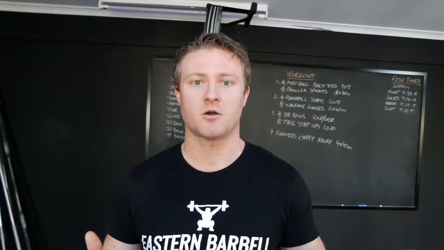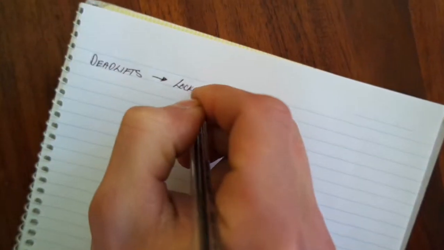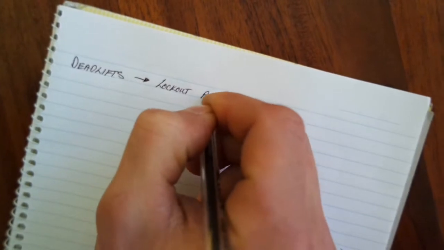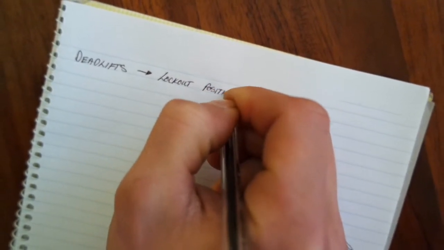So, whether you're overhead pressing, squatting, deadlifting, whatever it might be, everything you can possibly think of that you do in your program, write it down. Then from there, next to each one, write down all the points that you find you struggle with.